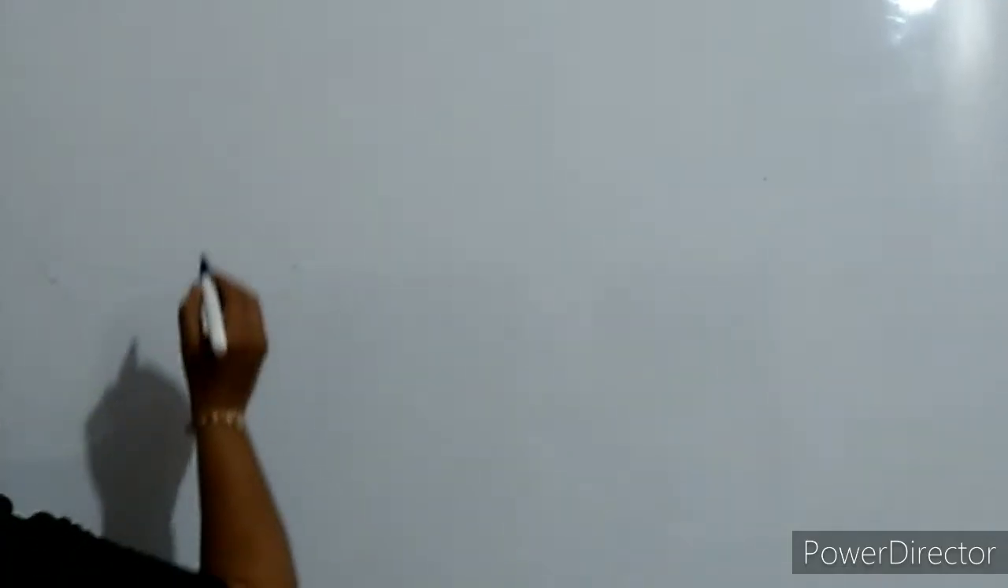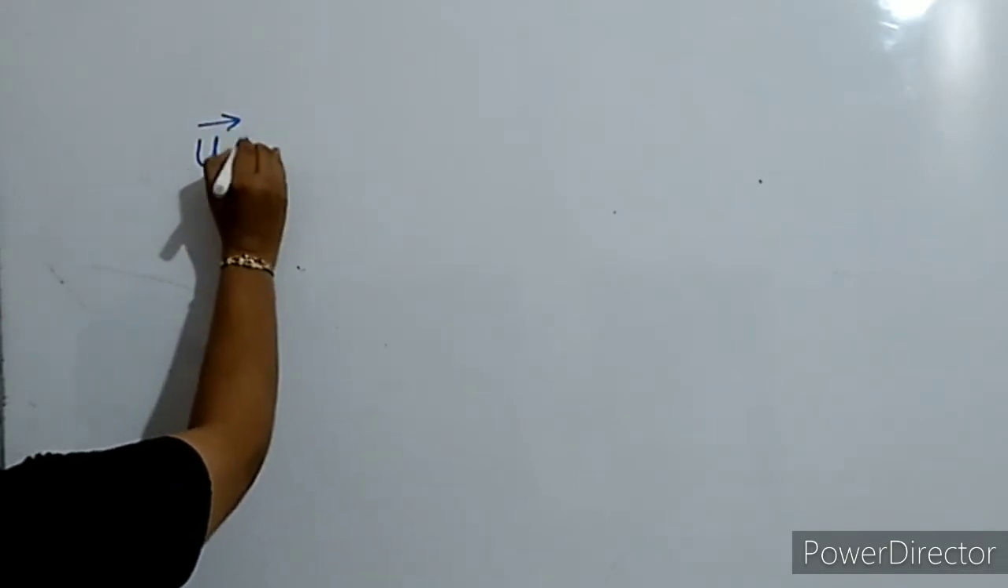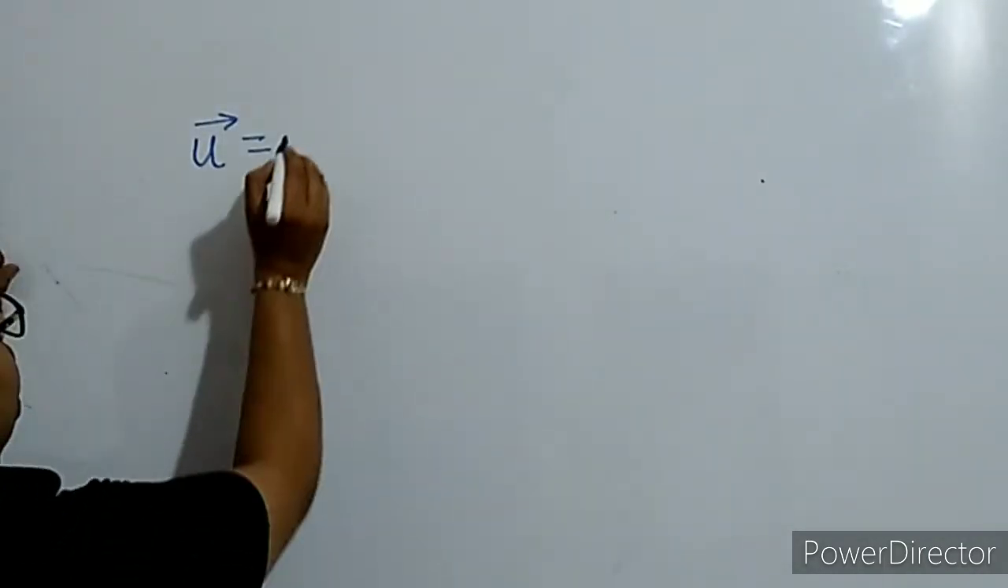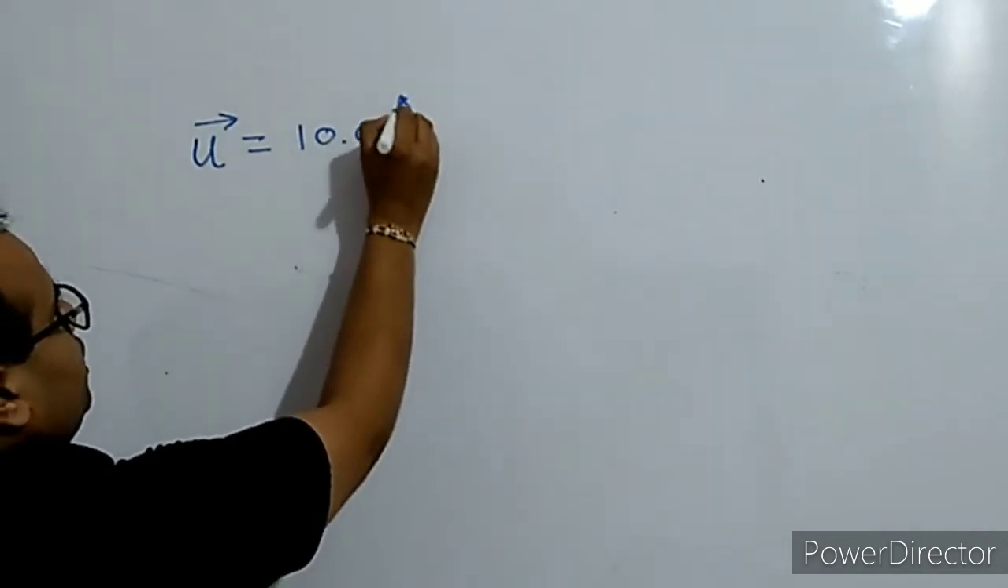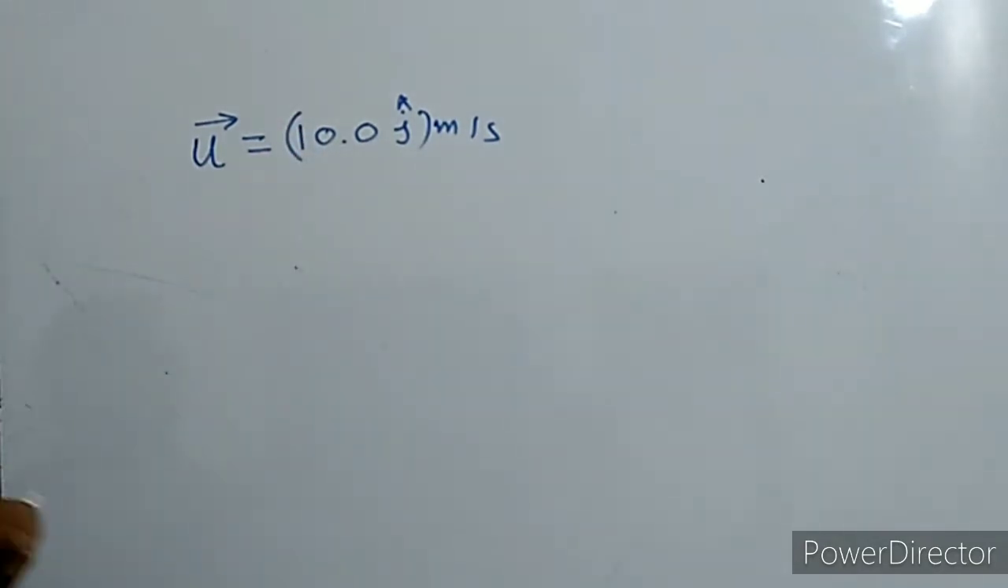Friends, the next question is like this. A particle starts from the origin at t equals 0 with a velocity of 10 j cap. So t equals 0 means that it is the initial velocity, given by u vector. We are writing vector because in the question it is given in the form of vector. So it is given 10.0 j cap meter per second. This is what is given in the question.